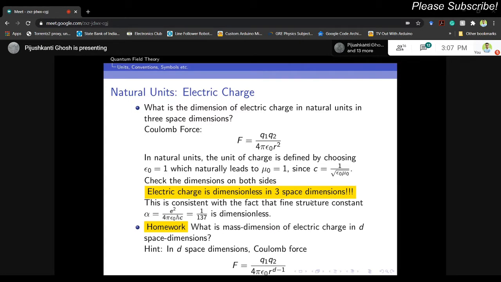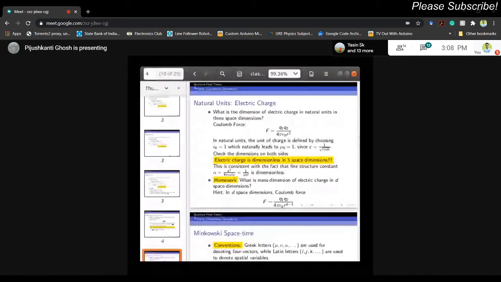Now, what I was pointing out earlier is: what is the mass dimension of electric charge in d space dimensions? d could be, say, 2 space dimensions, or d could be 4 space dimensions. Okay, can any one of you say any idea? If you have any idea why it can vary, why the dimension of electric charge can vary with the space dimension? Any idea? It may be wrong also, but you should speak. Any idea?